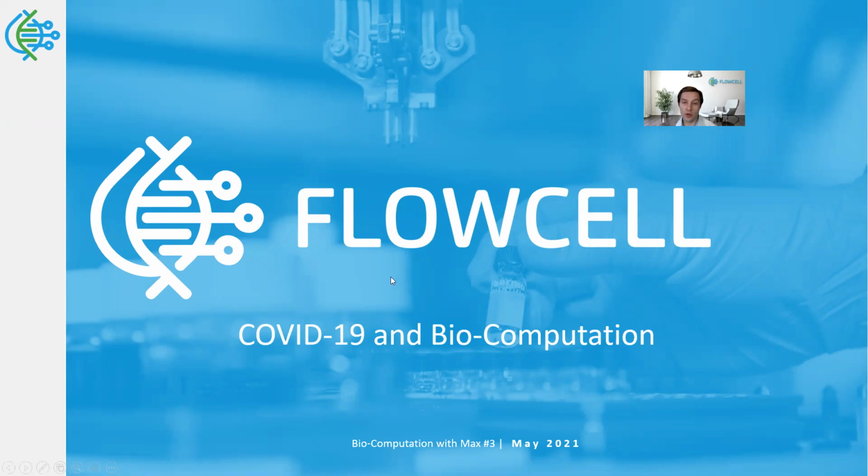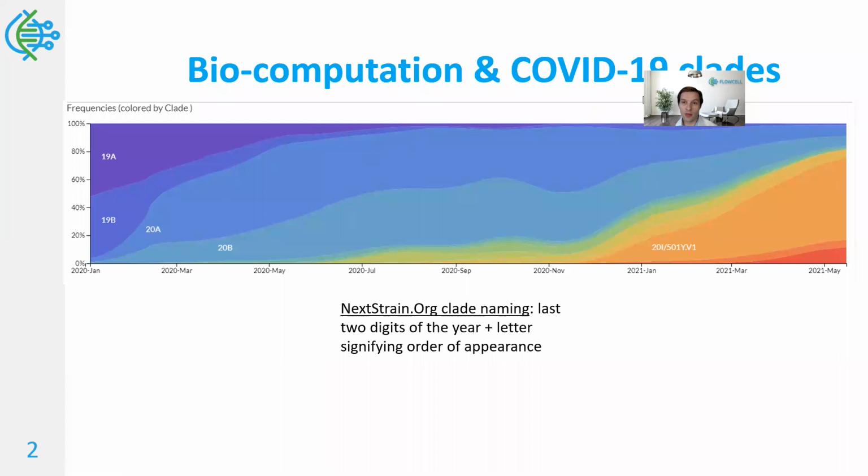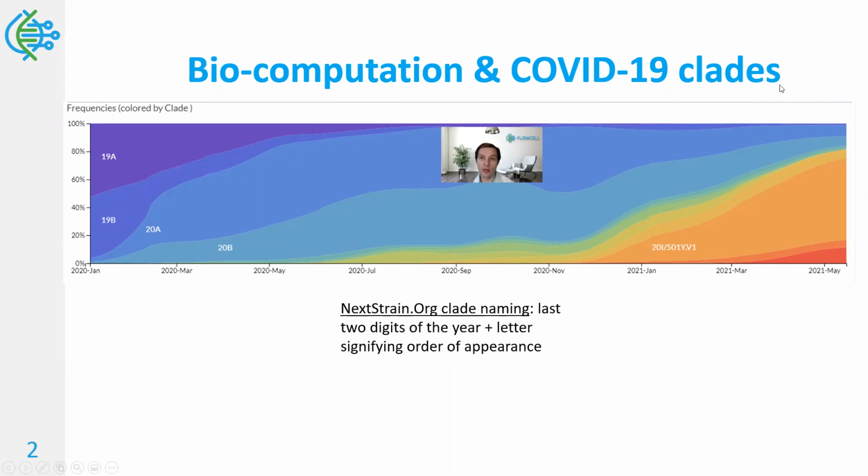Today I wanted to talk about COVID-19. SARS-2 is a major example of the need for biocomputation and what it means. If you look at this plot from Nextstrain, you can see different clades that are colored from purple to red. And this is a very convenient naming nomenclature. It just has 2 digits of the year in which the strains emerged, and then the letter signifying its appearance. So you can see the passing of the waves.